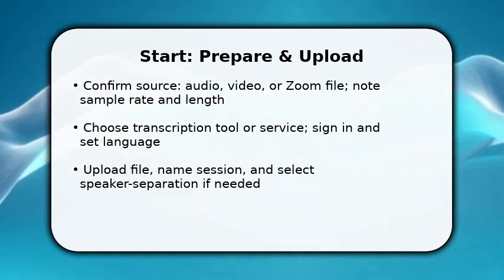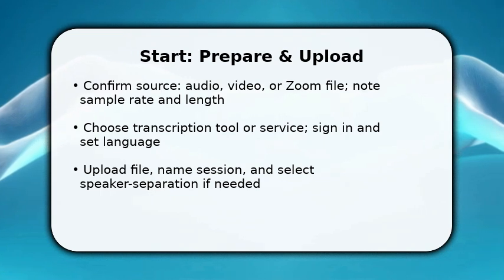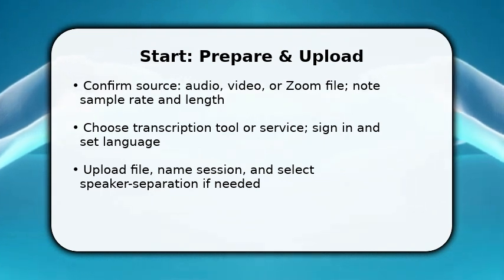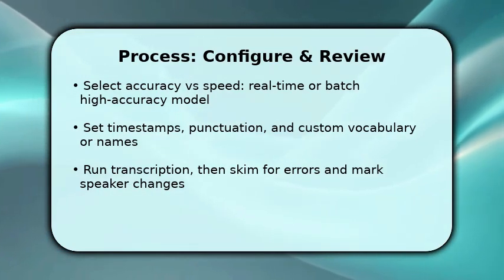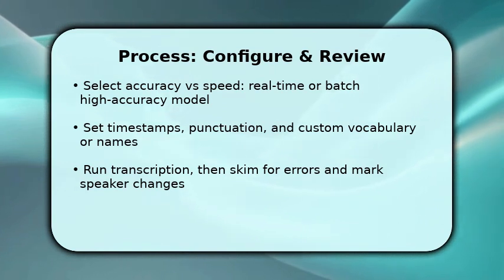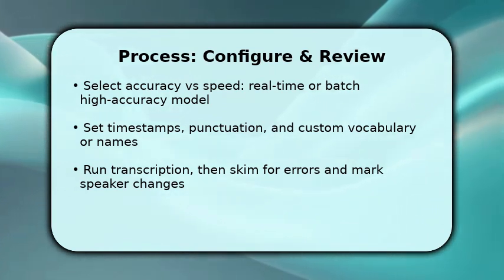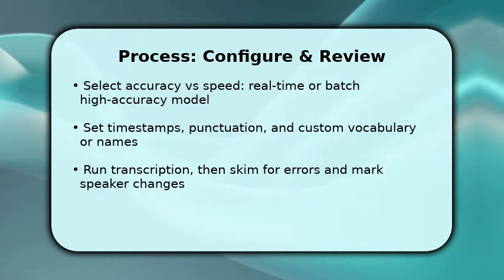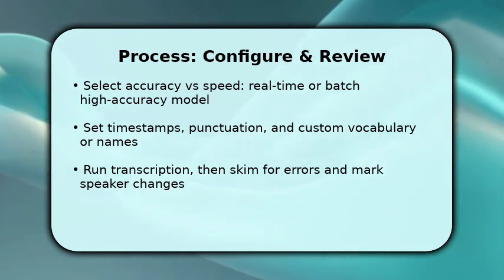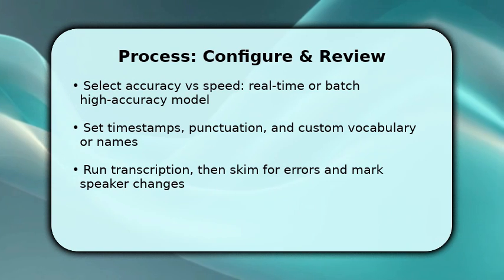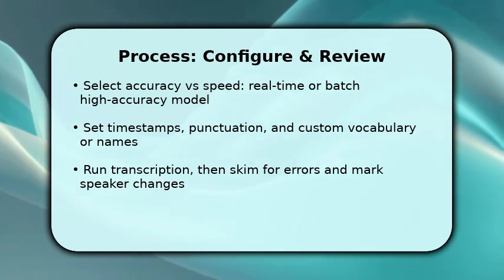Now configure processing settings that balance speed and accuracy. Choose a high accuracy model for complex speech or a faster real-time option for quick drafts. Make sure timestamps and punctuation are on. Add custom vocabulary for names, acronyms, or jargon to reduce errors. Start the transcription and let it complete.